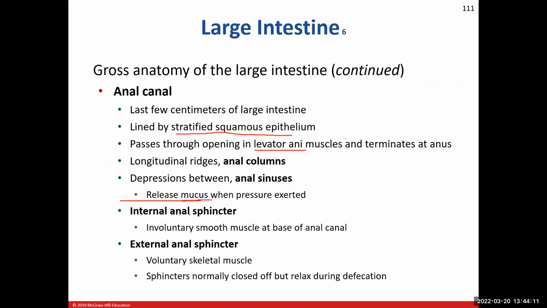So we'll see in the anal canal, we have two sphincters. You know a sphincter is going to be made up of muscle tissue that surrounds an opening. You have the internal anal sphincter made up of smooth muscle, which is involuntary. And then the external anal sphincter is made up of skeletal muscle that is voluntary. So we learn how to control the external anal sphincter when we are undergoing potty training or toilet training, whatever you want to call it.